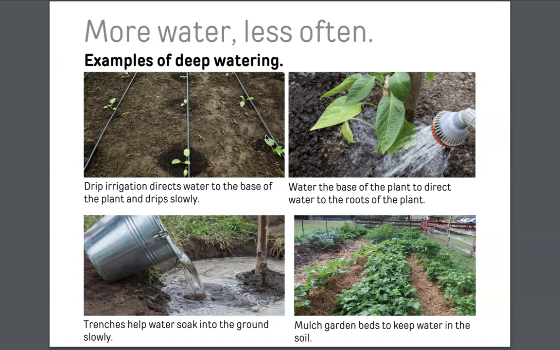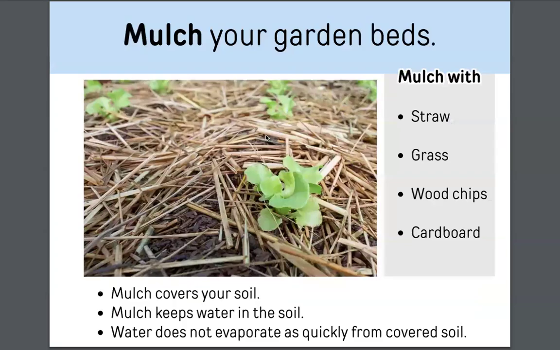Mulch your garden beds to keep the water in the soil. Mulch with straw, grass, wood chips, or cardboard. Mulch covers your soil. Mulch keeps water in the soil. Water does not evaporate as quickly from covered soil.